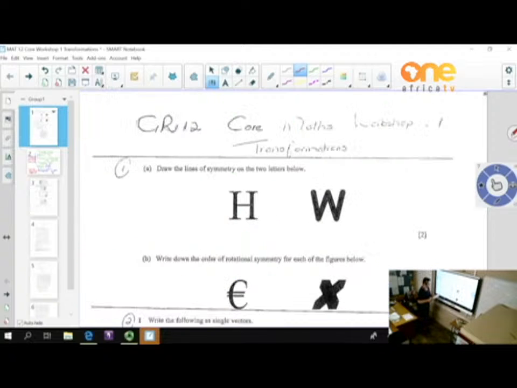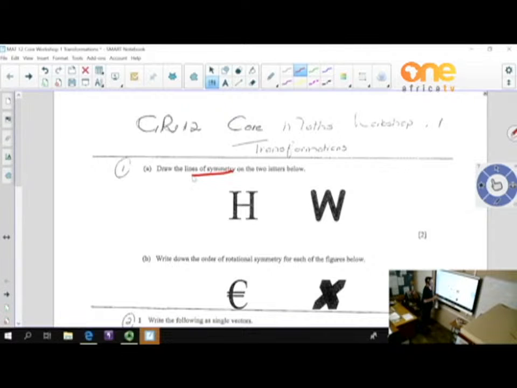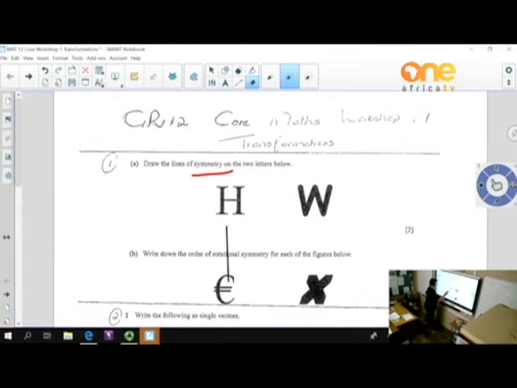Right, so if we look on our worksheet now, the first question says, draw the lines of symmetry on the 2 letters below. That means you must be able to fold it so that it looks exactly the same. So the first one's line of symmetry might be here and here. This one will only have one line of symmetry right there in the middle.